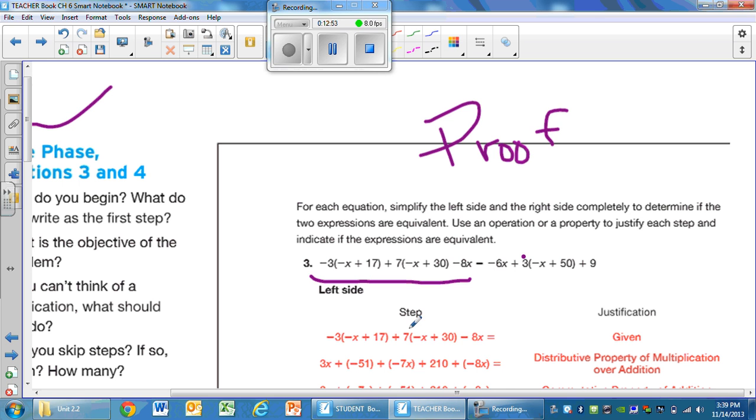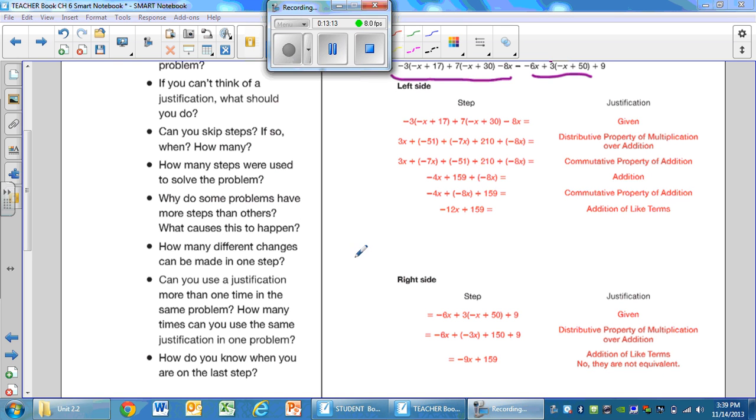So I want you to do the left side, do all the steps that you can do, and then do all the justifications. After you do the left side, do the right side, and then compare if they're the same. So go ahead and do that now and press play when you are ready. All right, you should have gotten -12x plus 159 and -9x plus 159, and you can check your justifications, etc. And pause it and take some time if you need to.